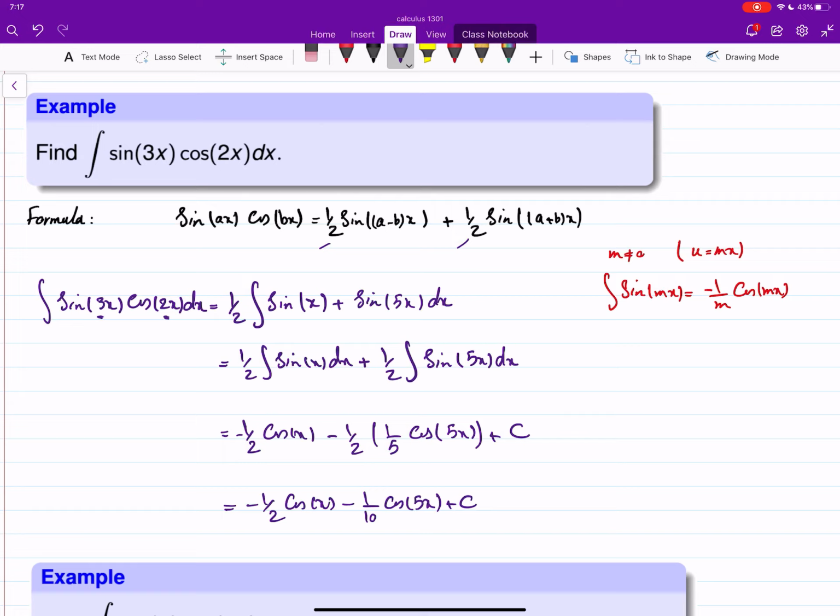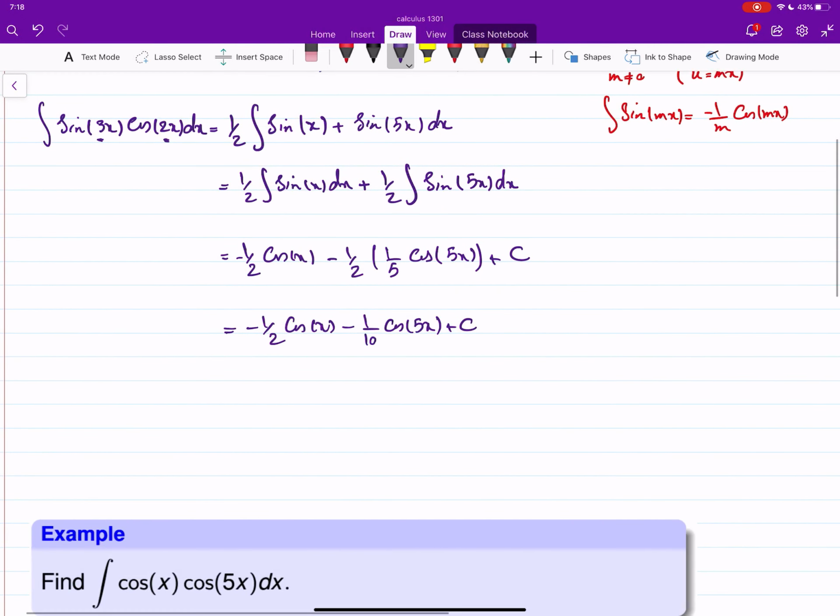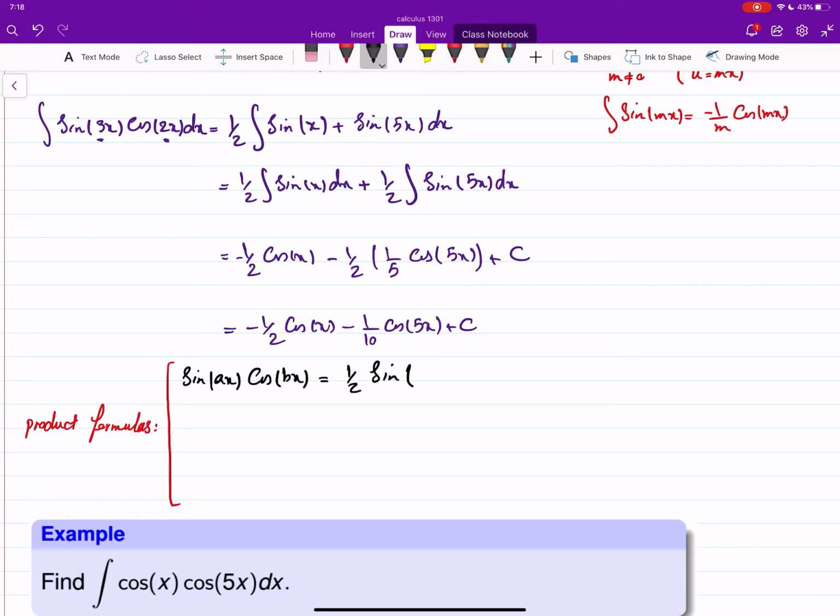Okay, there are two more versions of those formulas that you need to know, so let me list them here. I'll write them as product formulas, inside a box. We already saw one sine, one cosine. This is half of sine of a minus bx plus half of sine of a plus b times x.